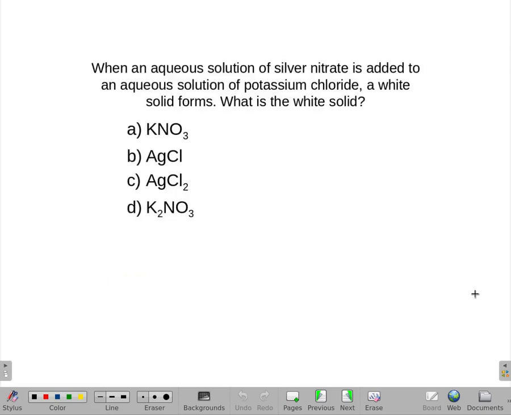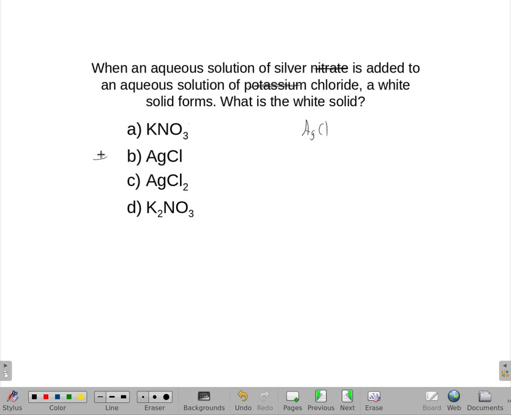All right, let's see if we can figure out this one. We have an aqueous solution of silver nitrate added to aqueous potassium chloride, and we want to know what solid forms. Now, there's something we could do that could actually save us some time. For instance, I happen to remember from my rules that nitrates are always aqueous, so there's no way that's part of a solid being formed. I also know the same thing about potassium: there's no way potassium is part of this white solid because all potassium substances are aqueous. That leaves me with silver and chlorine, and that would be AgCl.